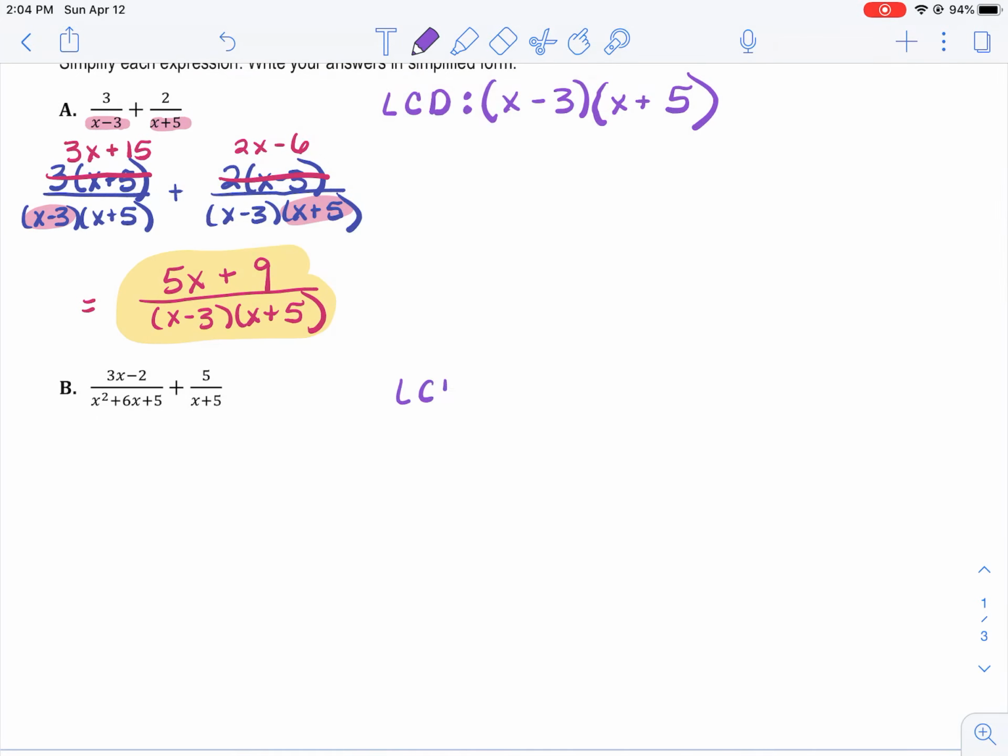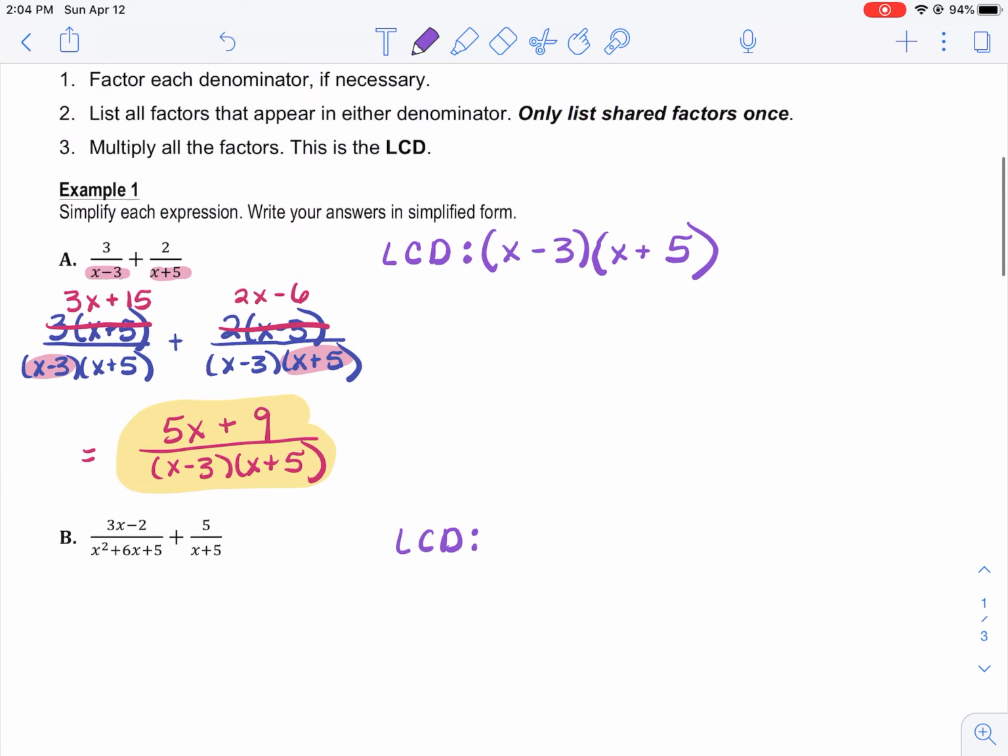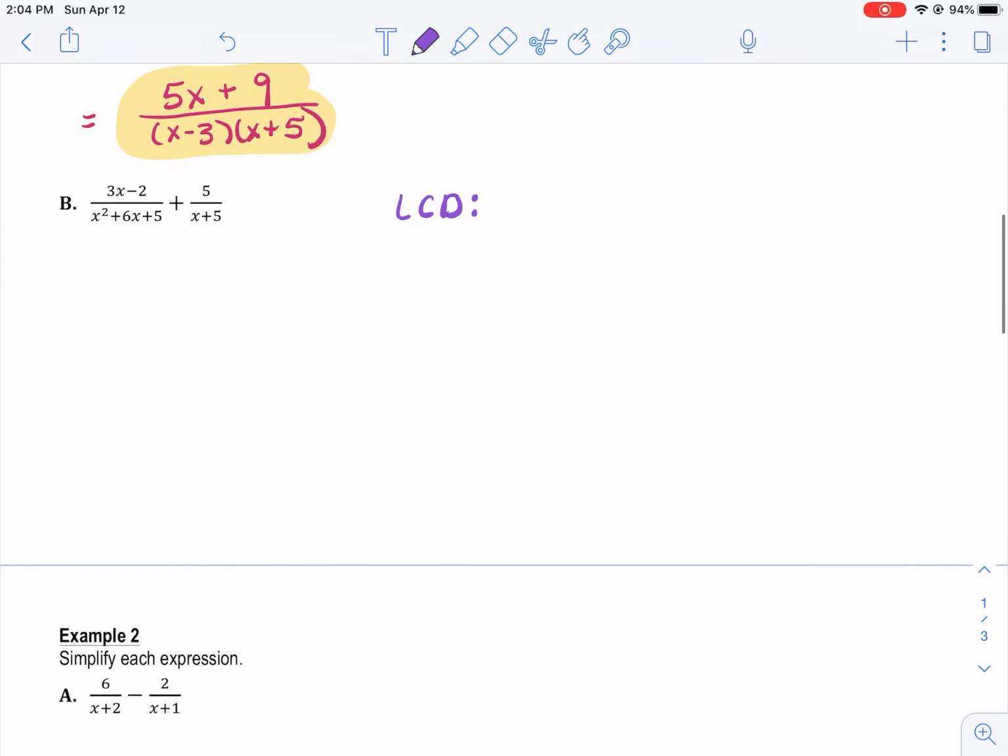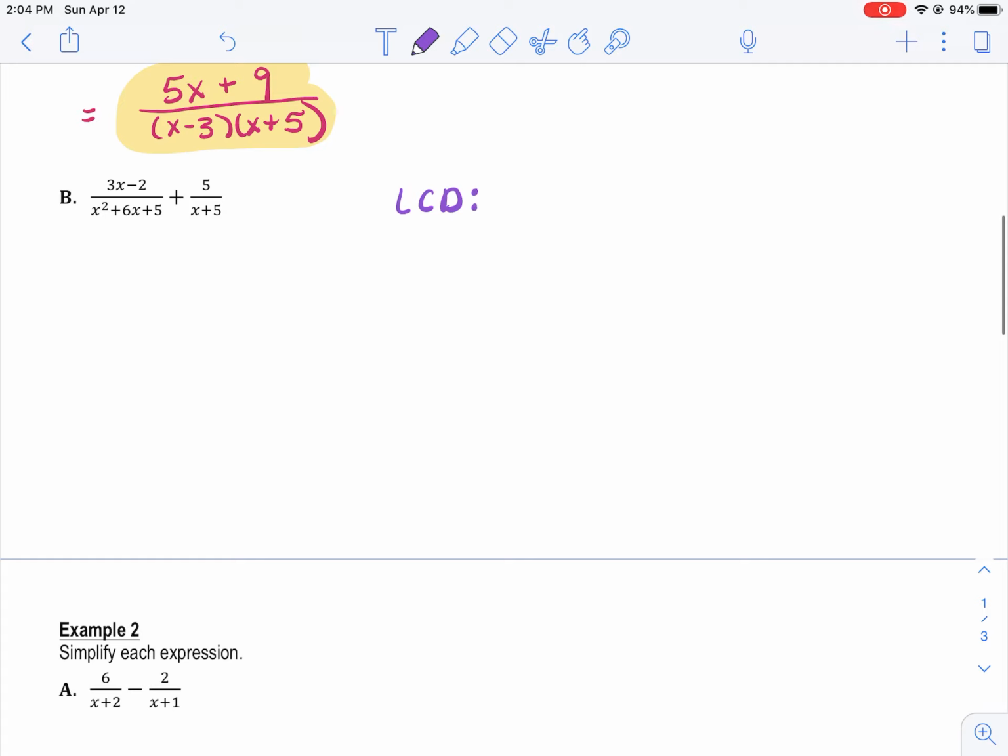So LCD. Step 1, factor the denominator if necessary. So notice in this problem, we can factor this denominator here. Okay, we need two numbers that multiply to positive 5 and add to positive 6. So we can factor that into x plus 5 times x plus 1.